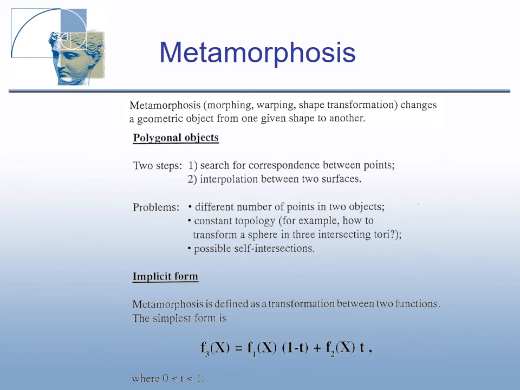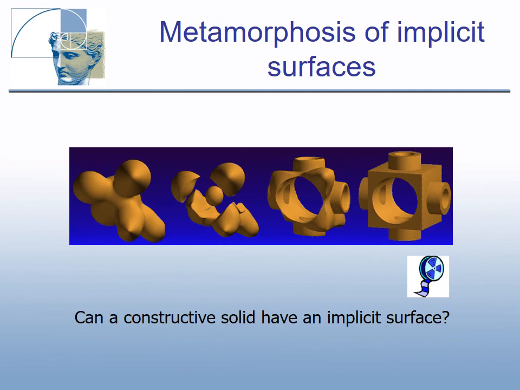Surface self-intersections are possible. On the other hand, this has quite a general description for the implicit form, as we can apply just interpolation between two functions to get the desired result. This is an example of the metamorphosis of implicit surfaces. You can see that the objects can have different topology, such as the number of holes. And still, this is handled automatically by the modeling system. But in the case of polygonal meshes, it would crash without any acceptable results.